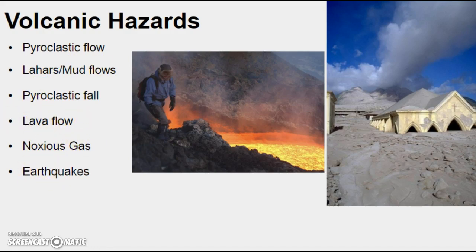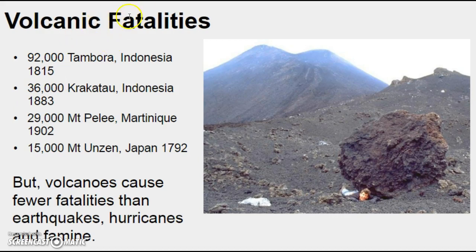So some hazards include pyroclastic flows, lahars, which are also referred to as mud flows, pyroclastic fall, lava flow, noxious gases, and earthquakes. Historically, volcanic fatalities are 92,000 in Tambora, Indonesia in 1815, 36,000 in Krakatoa, Indonesia. This is arguably the loudest sound ever heard since the industrial world began developing, even in 1883. 29,000 at Mount Pelée in 1902, and 15,000 occurred in Japan. So these are your top four. But volcanoes cause fewer fatalities than earthquakes, hurricanes, and famine.